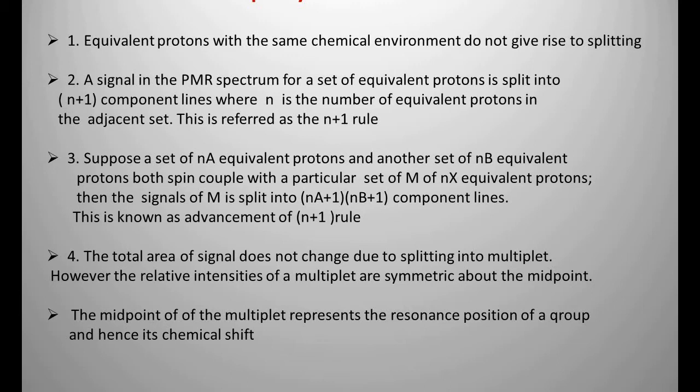If there is a middle proton set, and on the left and right side of it there are other protons, then the advancement rule says that the middle proton is split into (Na+1) times (Nb+1) components, where Na and Nb are the number of protons on the left and right side of the particular proton.